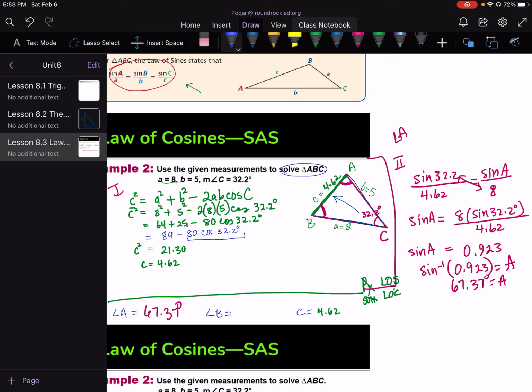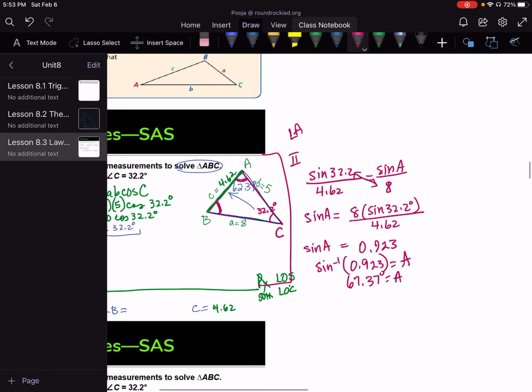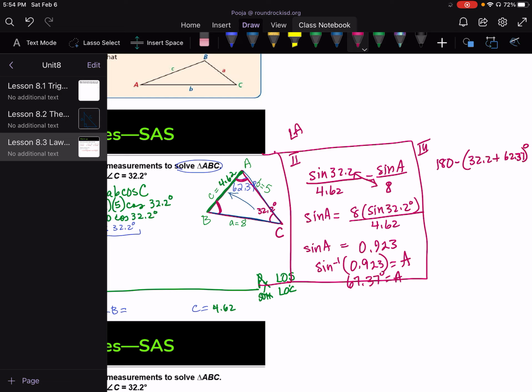Now guess what? I have to find the third angle. But you know what? Now I know two of the three angles. So I really don't have to use any law. I can simply use the basic concept that angles of a triangle add up to 180. So if two angles are provided to me, then I can simply go 180 minus the first angle plus the second angle, and that will simply give me angle B.